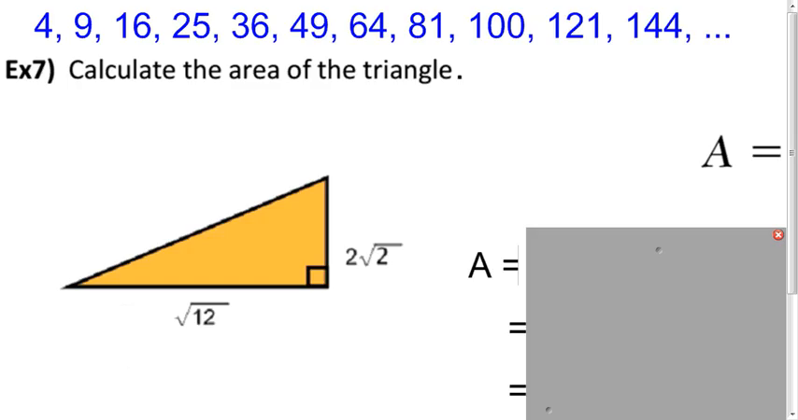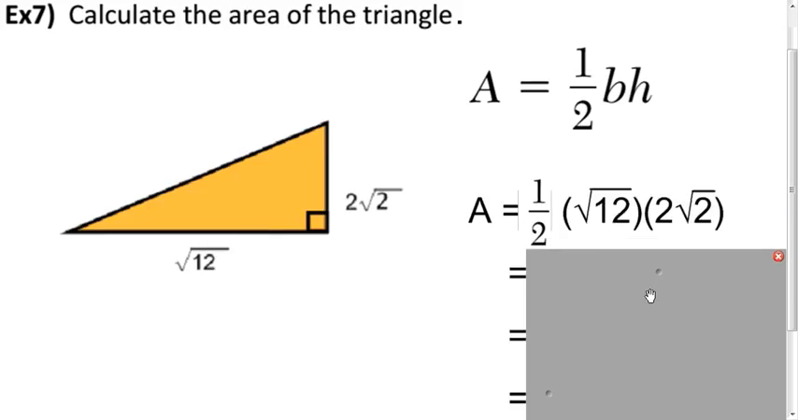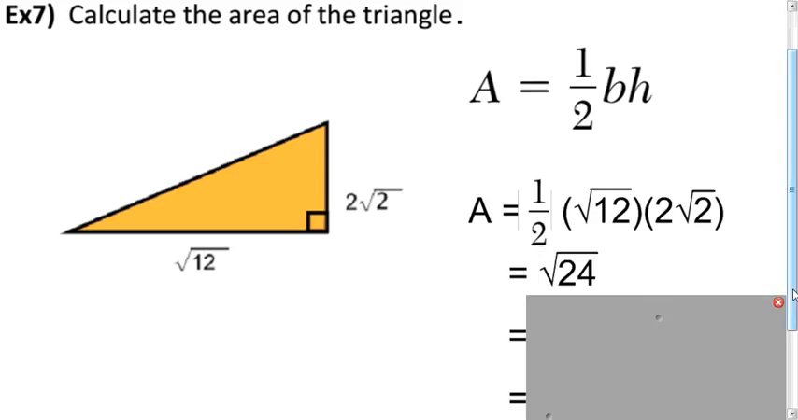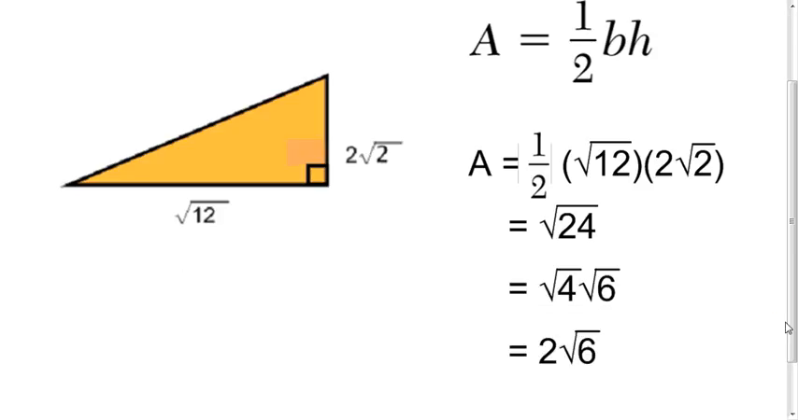And finally, figure out the area of the triangle. So what's the formula for the area of a triangle? It's 1/2 the base times the height. Let's see if you can solve this problem. So it really doesn't matter which one you call the base or the height. You can always turn it. It's just a matter of semantics. So 1/2 times the square root of 12 times 2 square root of 2. 1/2 times 2 is just 1. So all we have left is the square root of 24. Biggest perfect square that goes into 24 is 4. Square root of 4 is 2, so we have 2 radical 6.